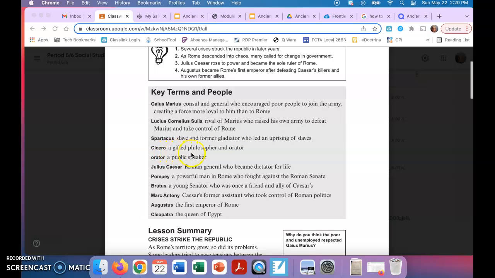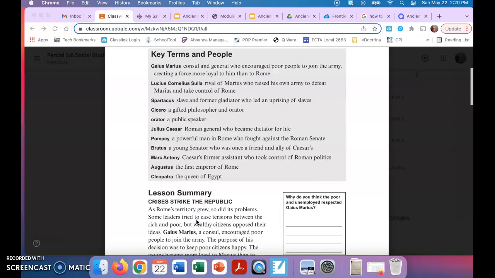Cicero, he was a gifted philosopher and orator. And an orator, in case you're wondering, is a public speaker. Julius Caesar, he was a Roman general who became dictator for life. Pompey was a powerful man in Rome who fought against the Roman Senate. Brutus, a young senator who was once a friend and ally of Caesar's. Mark Antony, Caesar's former assistant who took control of Roman politics. Augustus was the first emperor of Rome. And then Cleopatra was the queen of Egypt.